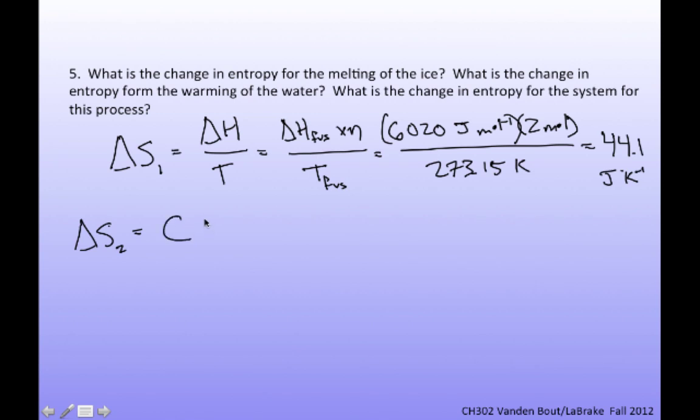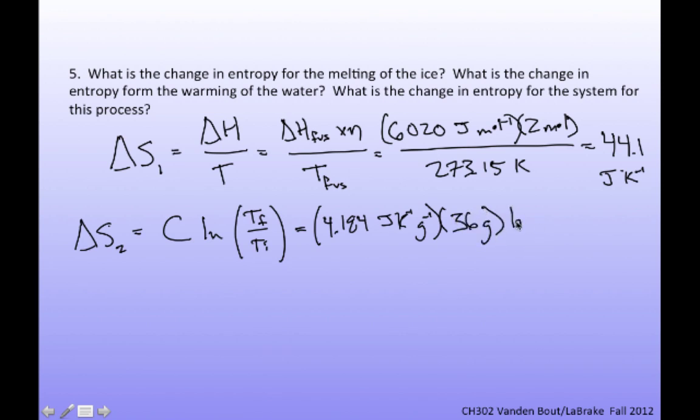For the second phase transition, the second entropy change is a heating change. That's just the heat capacity times the natural log of the final temperature divided by the initial temperature. The heat capacity is again the extensive heat capacity, 4.184 joules per Kelvin per gram, multiplied by the 36 grams that we have in our sample, times the natural log of the final temperature, 298.15 Kelvin, divided by the initial temperature, 273.15 Kelvin.